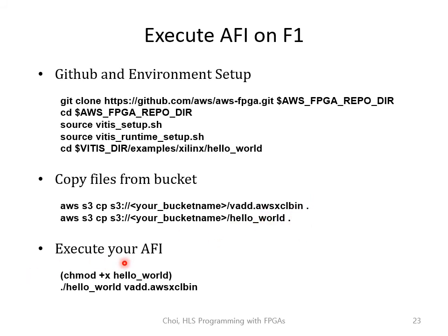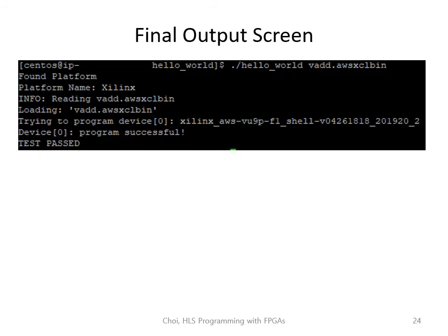Then you want to execute your AFI. Before doing that, please add the executable mode, chmod, to your HelloWorld file, and then type HelloWorld vadd.awsxclbin. After you type the command, what you're going to see is this message that you have succeeded.